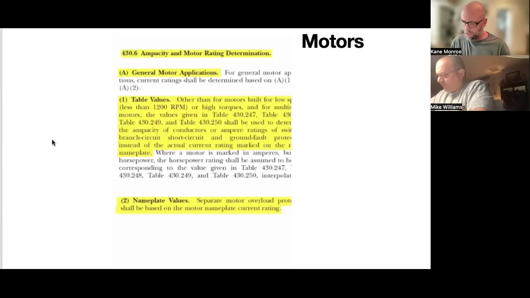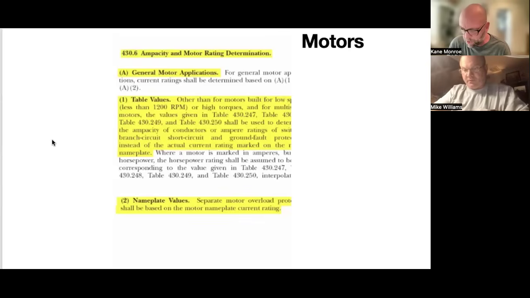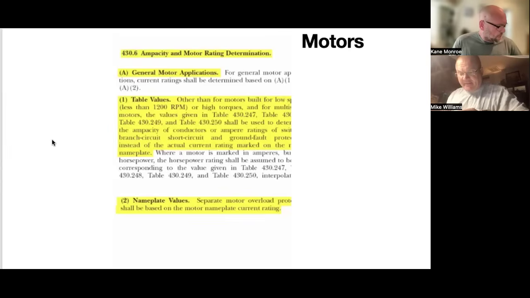Let me get there. 430, and it's in the very back, right before it changes to 230, 240. Did I say 430? I'm sorry, yeah, 430. Yep, I have 430, 250, below 3-phase. I had 430, 247 noted in red as DC. And 248 is AC.